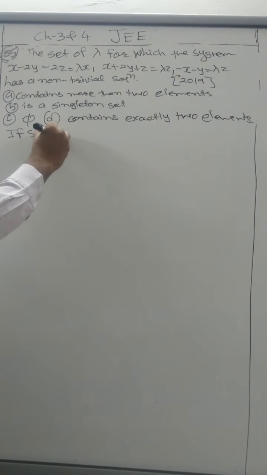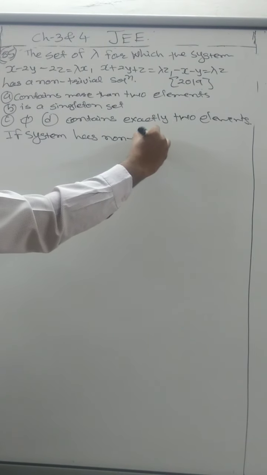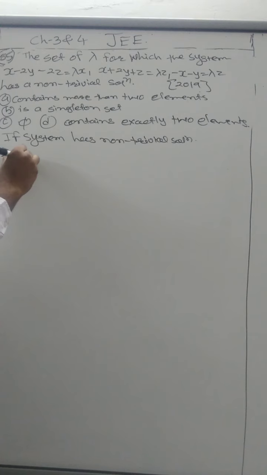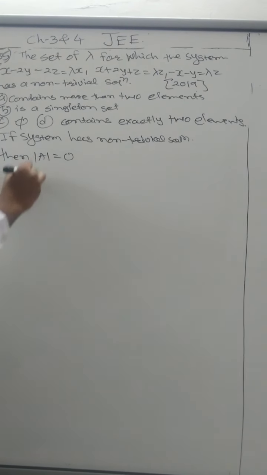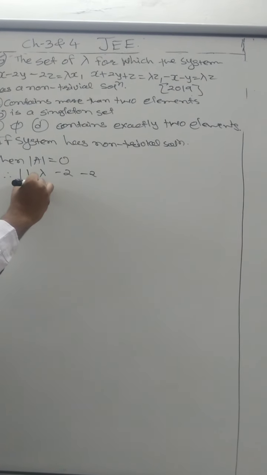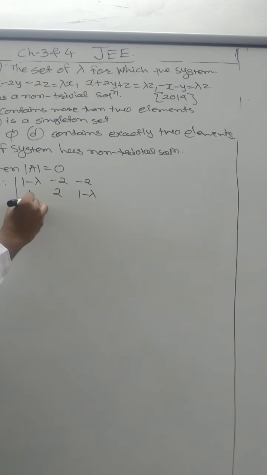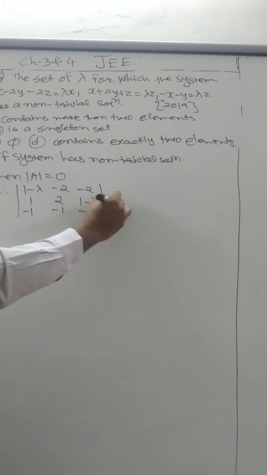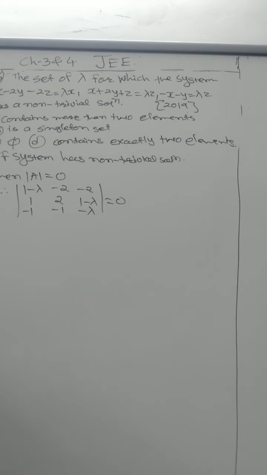Okay, so here first of all we know that if the system has a non-trivial solution, then determinant of A is 0. Therefore, here the determinant with rows 1 minus lambda, minus 2, minus 2; 1, 2 minus lambda, 1; and minus 1, minus 1, minus lambda is 0. Okay. Now we solve it and we get our answer.